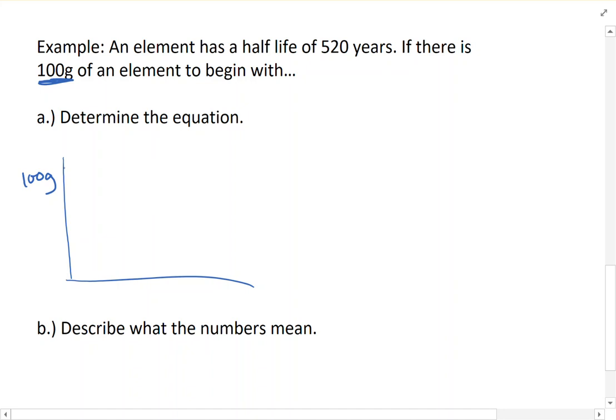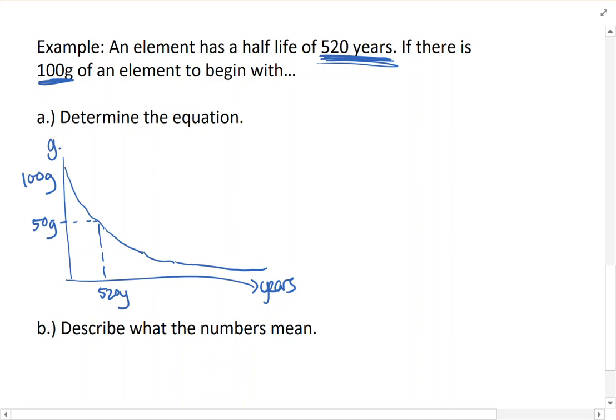Half-life, remember, means it's going to get cut down in half, and then cut in half again, and then half again, etc. Every time it cuts down in half, it takes the length of the half-life. So when it gets to 50 grams, for example, half is left. That length of time is 520 years. So this is in years and this is in, I guess, grams.